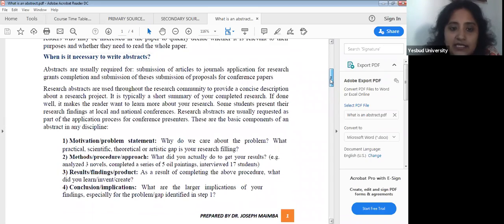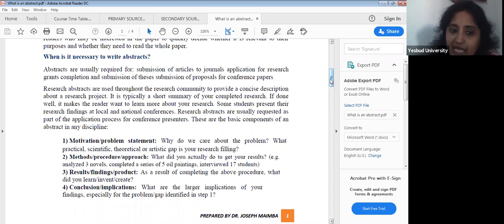Now, why is it necessary to write abstracts? Abstracts are usually required for submission of articles to journals, application for research grants, completion and submission of thesis, and submission of proposals for conference papers. So what is the role of the abstract? Once you go to any conference, you submit your articles. Before that, you have to write an abstract so that people understand your article at one glance. The same thing happens with journal applications, research grants, submission of thesis, and proposals for conference papers.